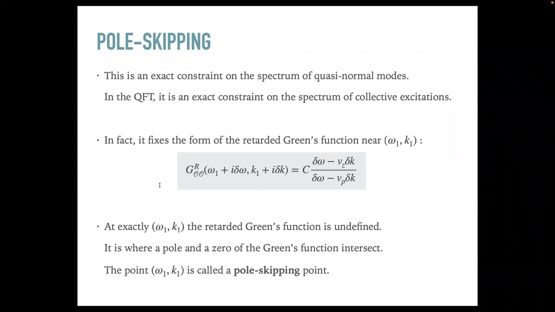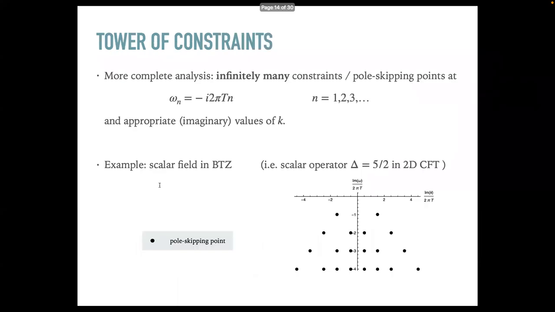Okay, so this is a simple example of a scalar field in a black hole background. This is really just the tip of the iceberg. If we do a more complete analysis, constructing these ingoing solutions near the horizon, not just looking at the first equation in the series I wrote down, but at each of them order by order, what you'll find is there are infinitely many constraints like this. So there are infinitely many points in Fourier space where the ingoing solution is no longer uniquely defined. These are spaced evenly in frequency, in units of minus i 2π T for every positive integer n.